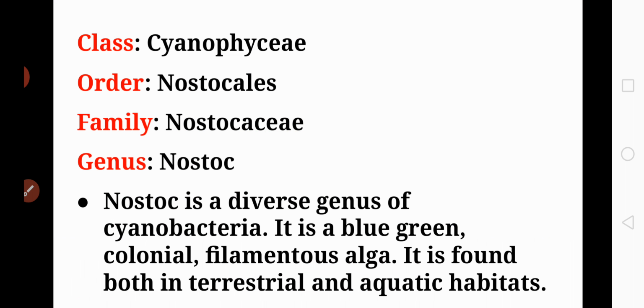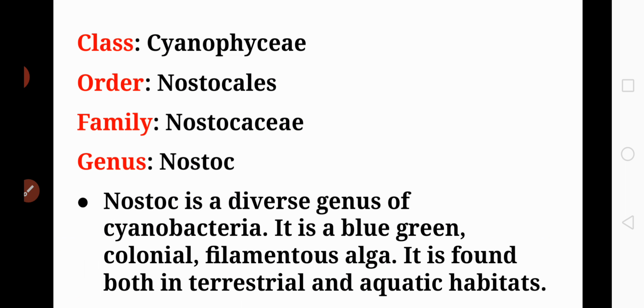This Nostoc comes under class Cyanophyceae, order Nostocales, family Nostocaceae and genus Nostoc. It is a diverse genus of cyanobacteria and it is a blue-green algae. It is colonial, means found in groups, and filamentous. Filamentous means here the cells are arranged to form a chain-like structure.